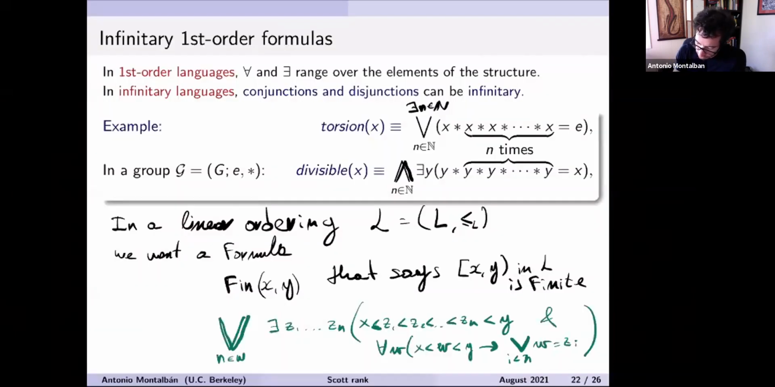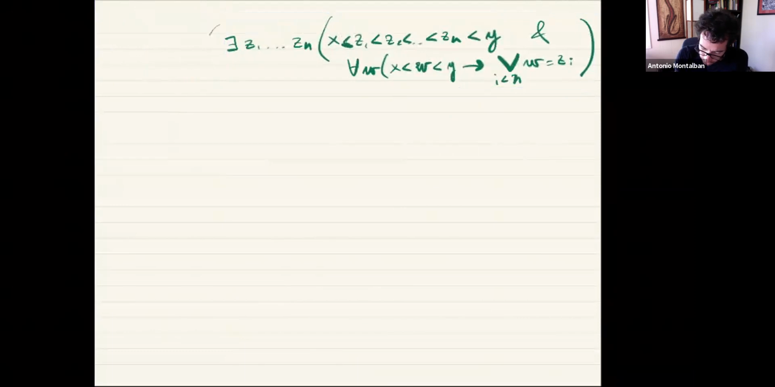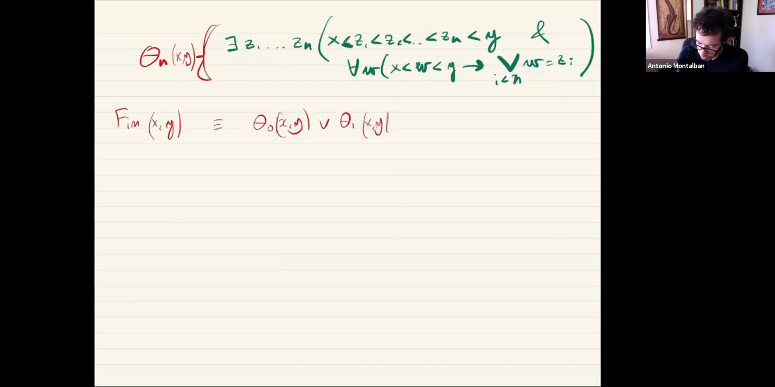Let's put a name to this. Let's call this formula theta n. It says that there exists, and depends on x and y. So our formula that we are defining here, fin x comma y, if I write it down, what I'm writing is theta 0 x comma y, or theta 1 x comma y, or theta 2 x comma y, or theta 3 x comma y, or dot dot dot, and I'm putting them all together.